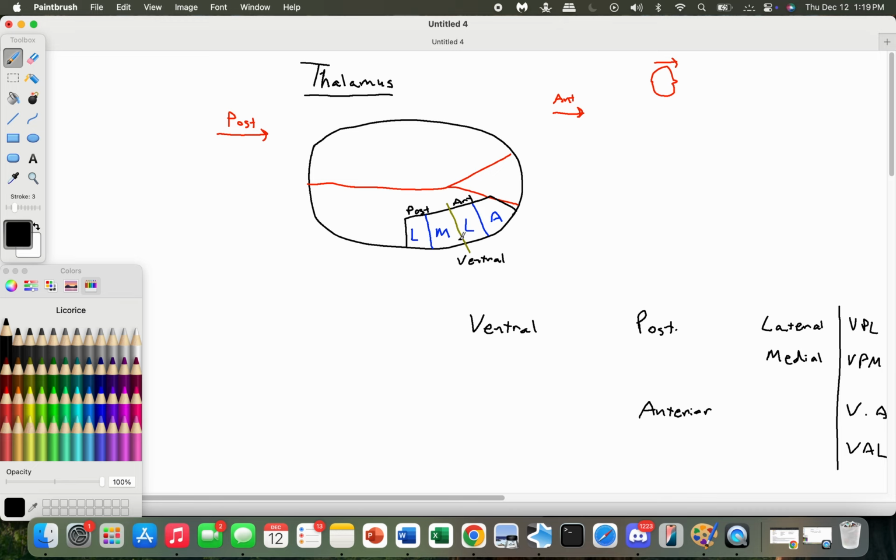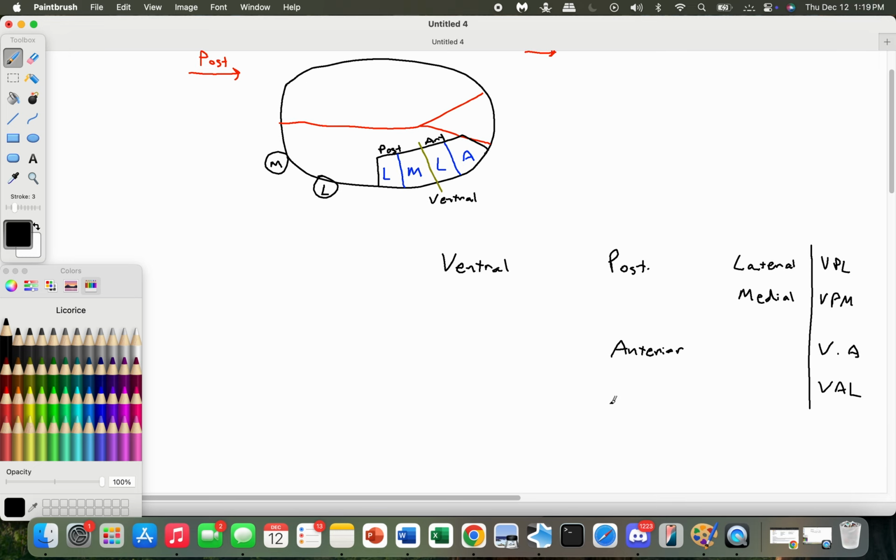Okay, and then in the back, you're going to have two circles. I know we put L in the back of our groups, but unfortunately, L is going to come in the middle. So then M comes in the back. And these are geniculate nuclei. So if we're extending down the table, we're going to get our M circle and L circle. So this is going to be our medial geniculate nucleus, and this is going to be our lateral geniculate nucleus.